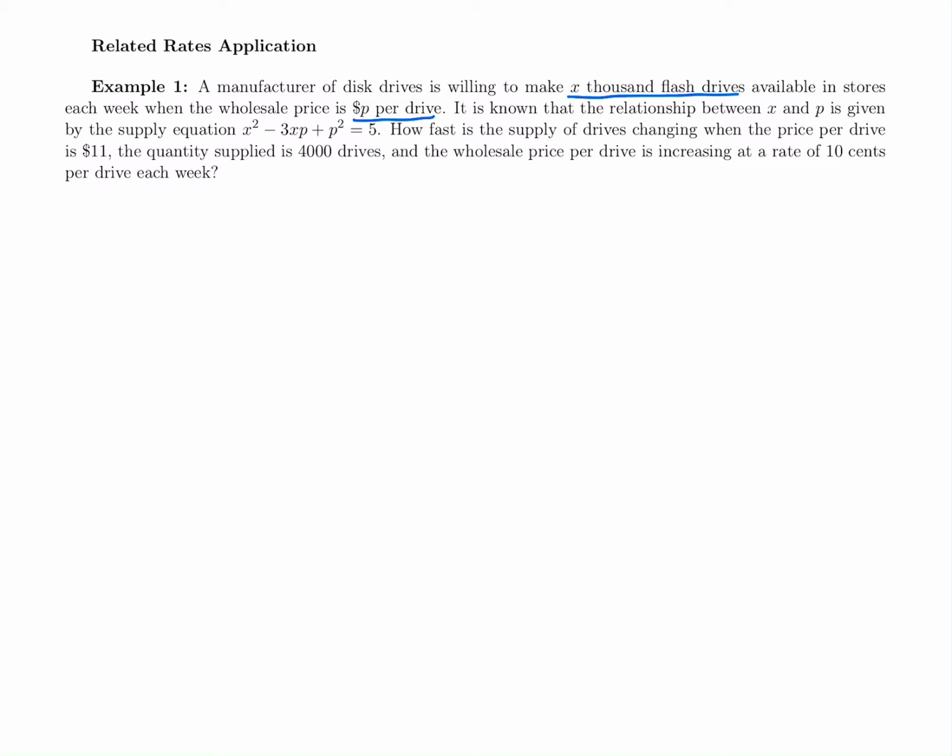So I might just pause and go off to the side here and write out these variables I'm given. I'm given x, which is in 1,000 drives, and p, which is the price per drive. So that's in dollars. And since we're going to be taking the derivative of this, we're going to take the derivative with respect to time. So once we know that we're working with x and p, we're also going to get a dx/dt as well as a dp/dt.